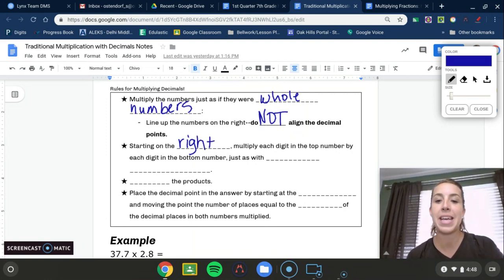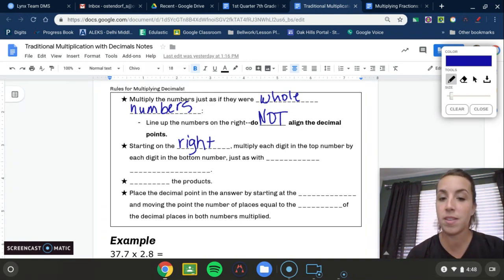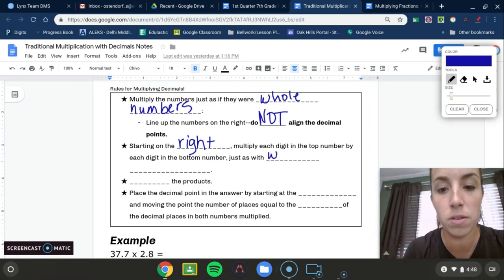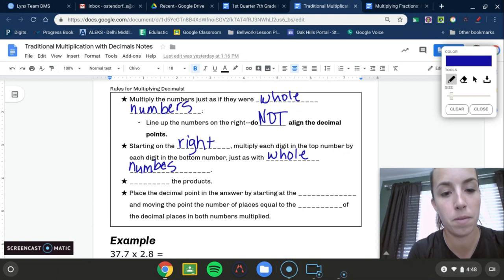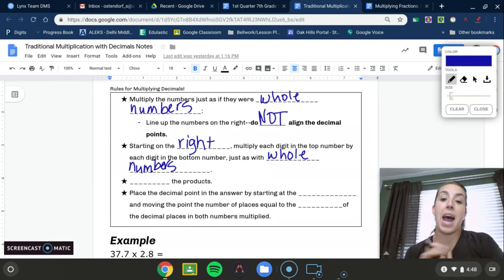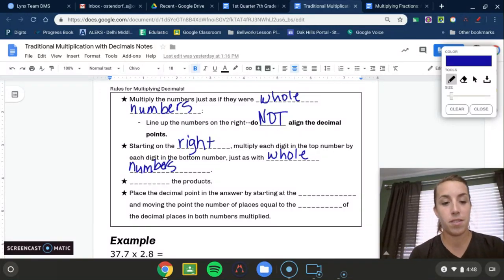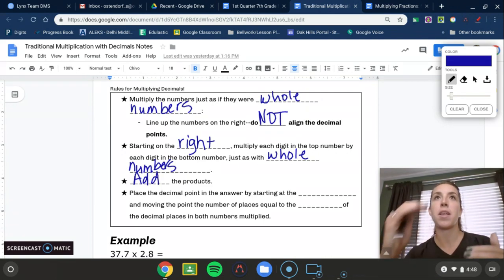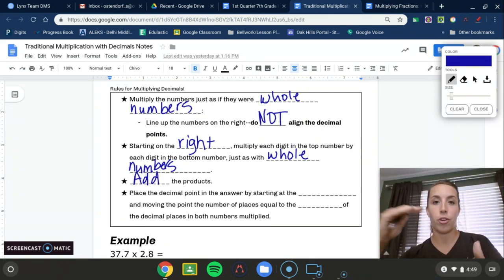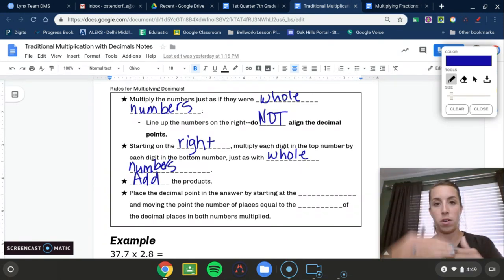and you'll multiply each digit in the top row by each digit on the bottom row, just as you would with whole numbers. Okay, after you do that multiplication, you will then add the products. Each number that you multiply on the top will create a new row, and those rows are the products that you're going to add together.